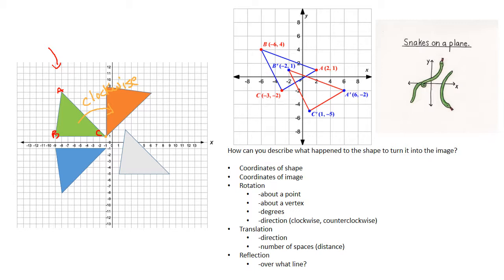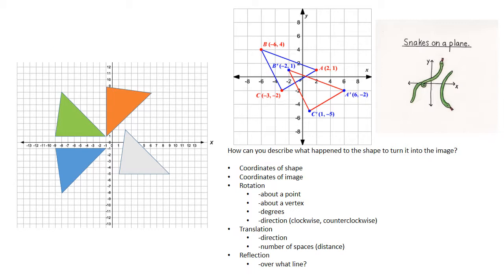And how many degrees? Well, if they took this original line from B to C, it was going horizontal along this line, and now it's going straight up and down. So they rotated it clockwise 90 degrees. The gray shape was a translation.